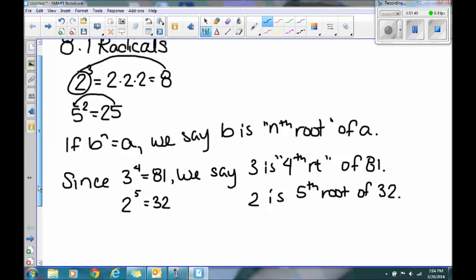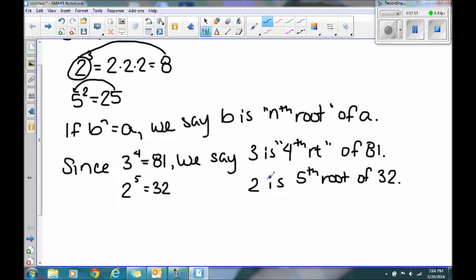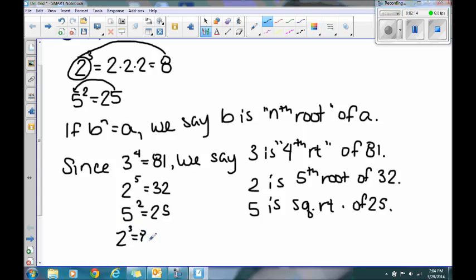For roots such as 2 and 3, instead of saying the 2nd root or the 3rd root, we talk about the square root. So again, since 5 squared is 25, we say 5 is the square root of 25. Or since 2 cubed is 8, we say that 2 is the cube root of 8.